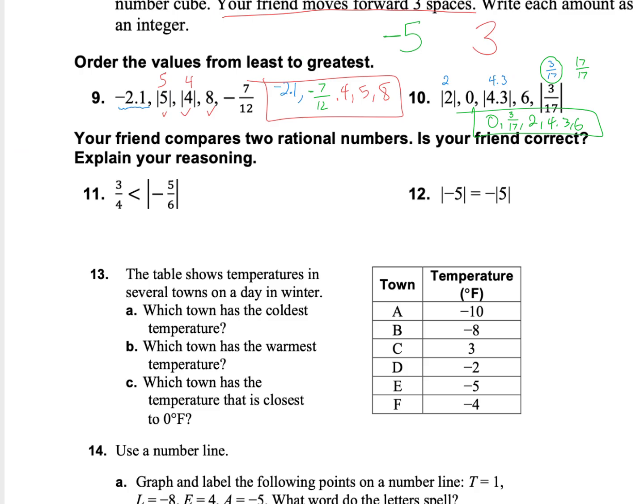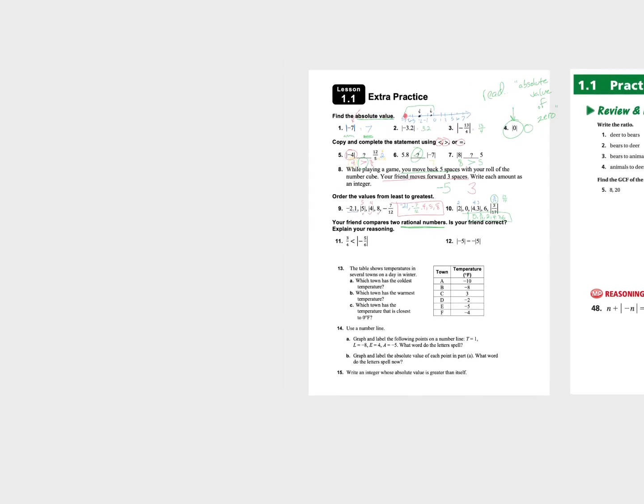Your friend compares two rational numbers. Okay, what was a rational number again? Well, those are rational numbers. I guess one thing to clarify is, when we explained this, a rational number is in this form, where b cannot equal 0, right?